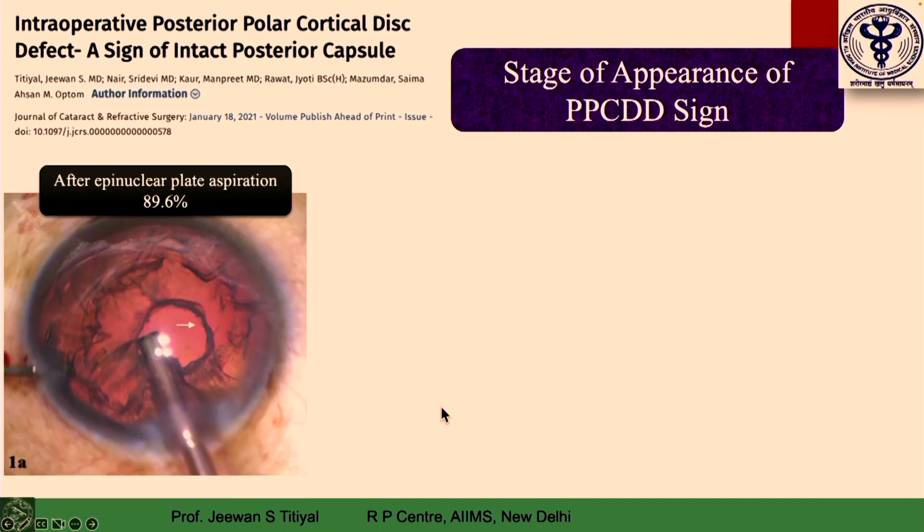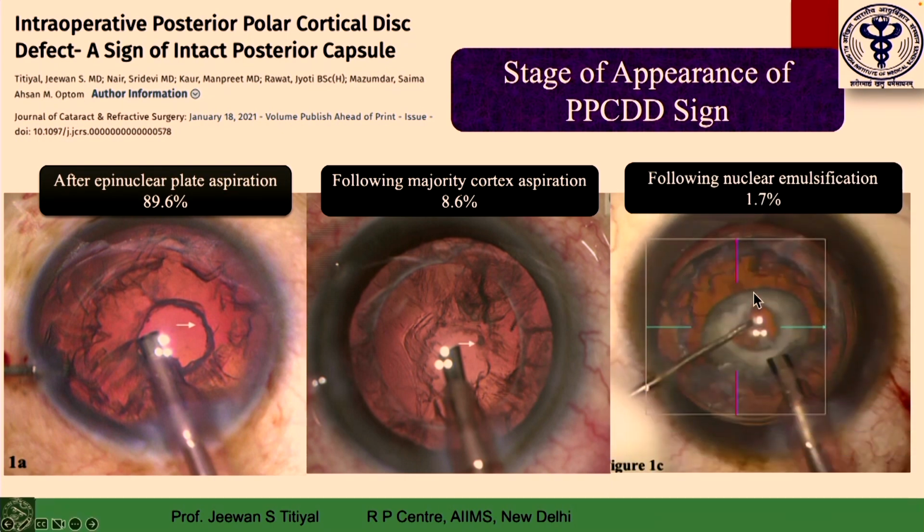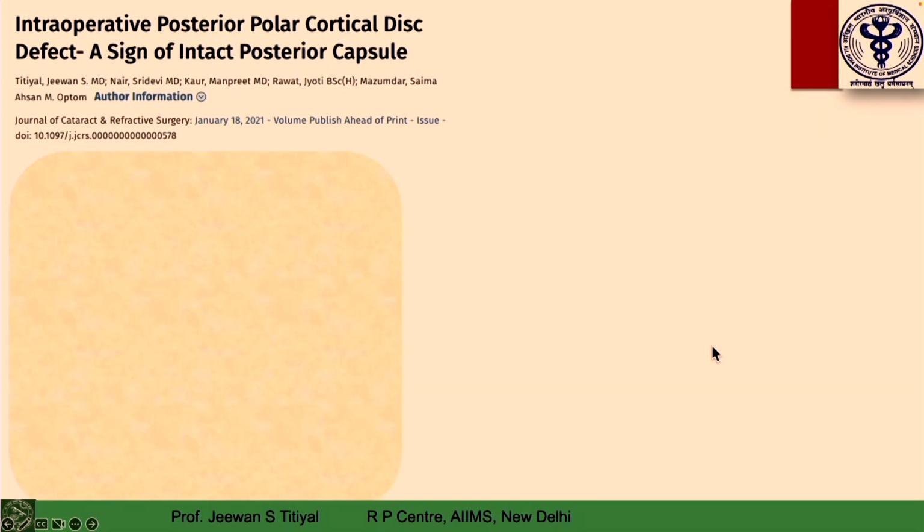It can appear after the nucleotomy. It can appear after completion of nucleus emulsification. Then when you remove the epicortex, you see it this way when I'm trying to remove the cortex here. In a majority of cases, 90% of cases, this is after the epicortical removal. When actually removing the cortex, you see this defect coming up. Rarely do you see it immediately after the nuclear emulsification. So all these three types reflect different implications of the morphology of these cases.